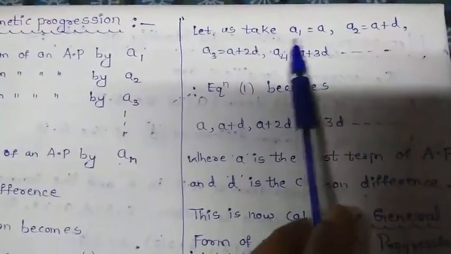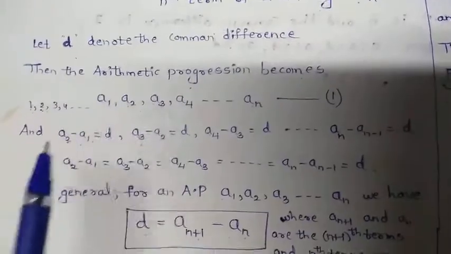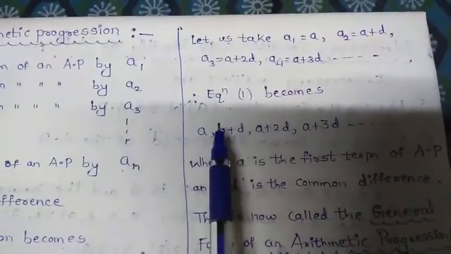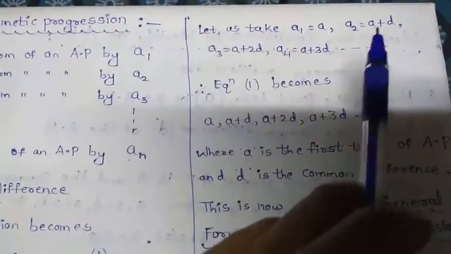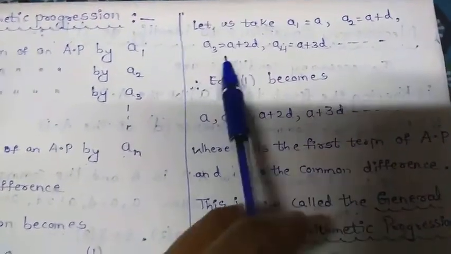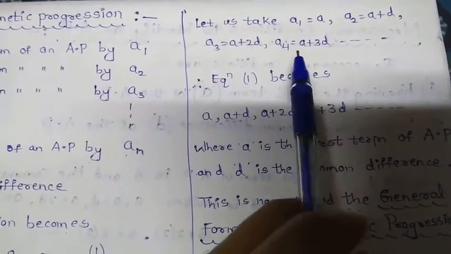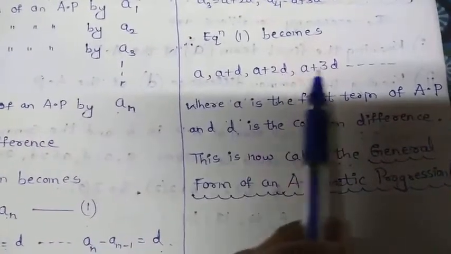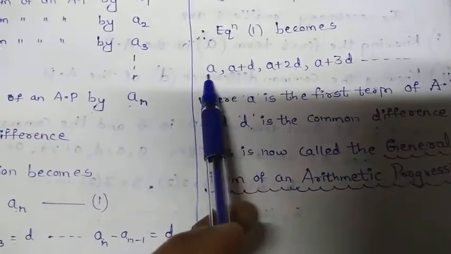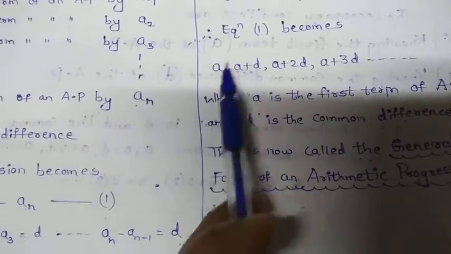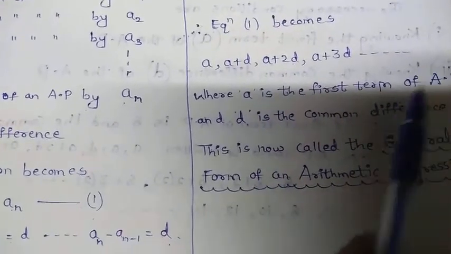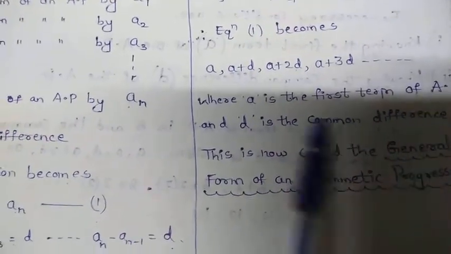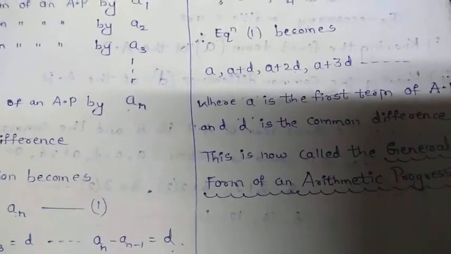So now substituting these values in equation number 1. So now let us see what happens. a1 is nothing but a, a2 is nothing but a plus d, a3 is nothing but a plus 2d, a4 is nothing but a plus 3d and so on. So here we can observe the common difference as well as the first term, right? So this is now known as the general form of the arithmetic progression.